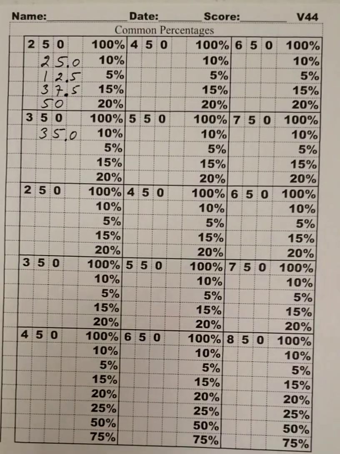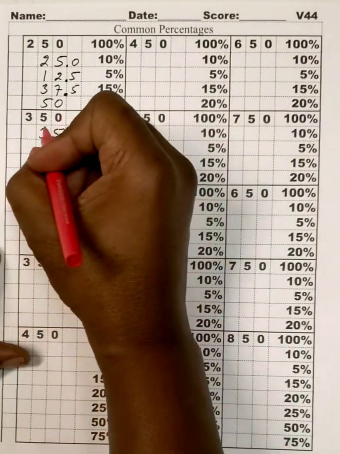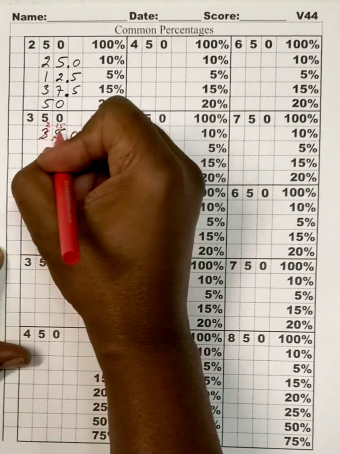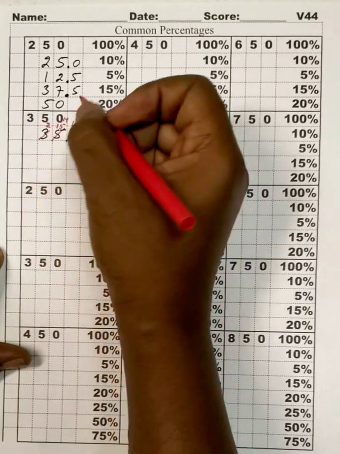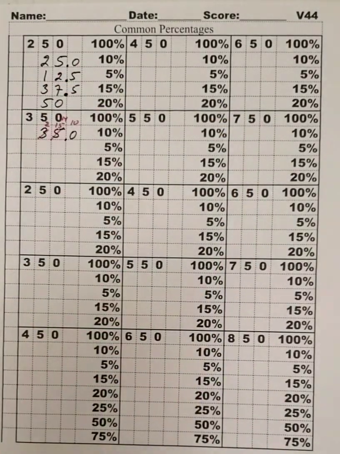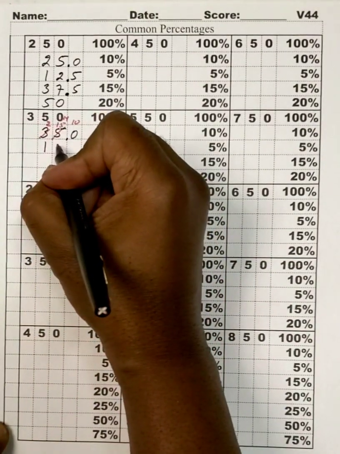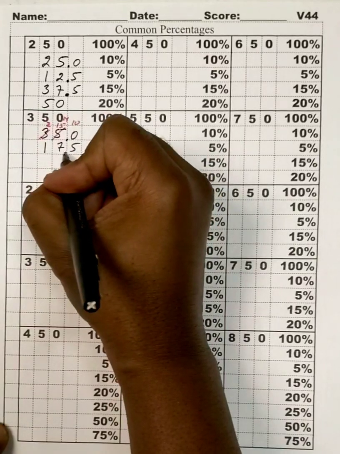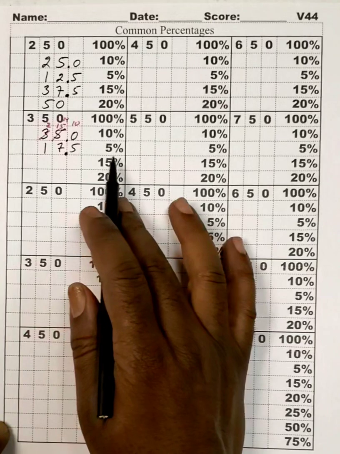And we can't take half of 3, so we're going to make that a 2. And this becomes a 15. And that becomes a 14. And this becomes a 10. So now we take half. We get 1. Half of 14 is 7. And half of 10 is 5. And that's your 5%.